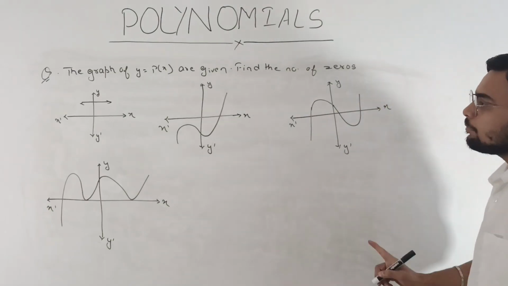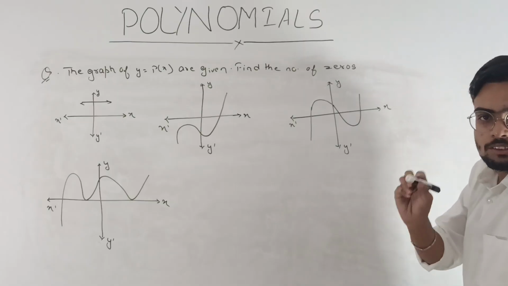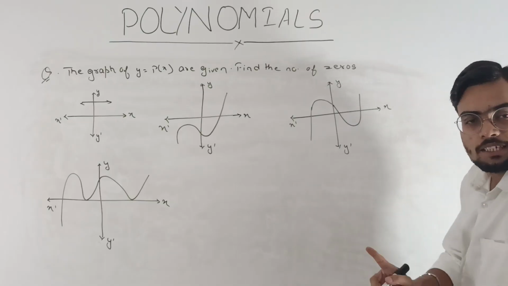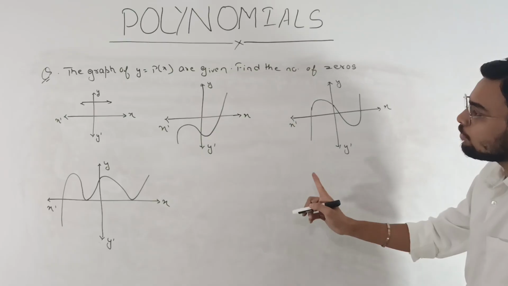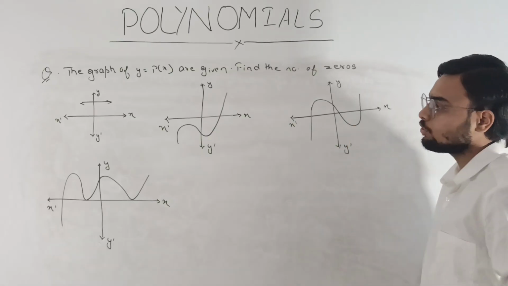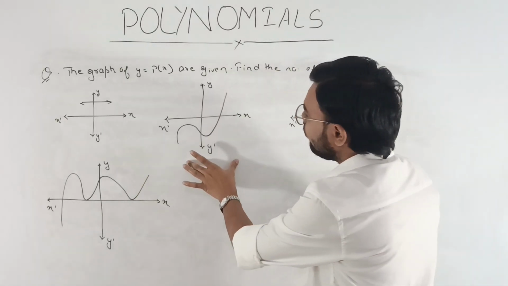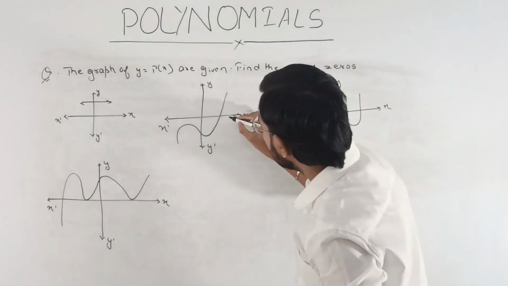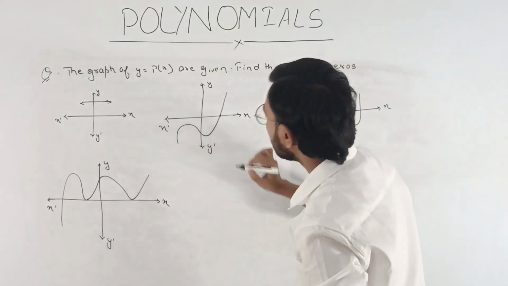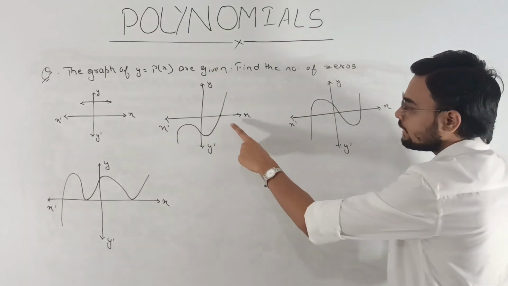Geometrically, zeros are the x coordinates on the x axis at which the graph of the polynomial intersects the x axis. Now look at this graph. What are the zeros? This is the zero. Zeros are the x coordinates where the graph touches the x axis.